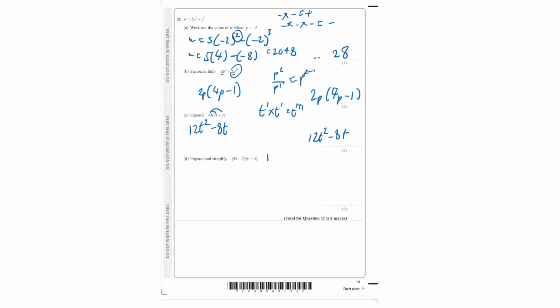Expand and simplify. We're going to be using the FOIL method, where F stands for first, O stands for outside, I stands for inside, and L stands for last. Let's get going. 5x times x is 5x squared. Now, outside, 5x times 4 is plus 20x. I is inside, negative 2 times x is negative 2x. L is last, so negative 2 times 4 is negative 8. Now we combine all the like terms. 20 minus 2 is 18x. So we can write here 5x squared plus 18x minus 8.